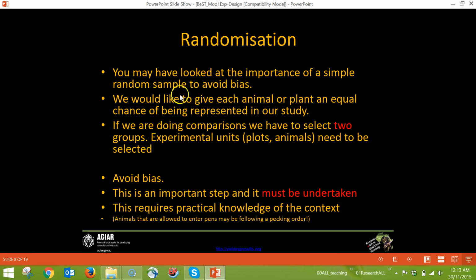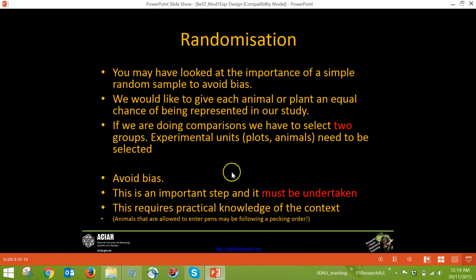Let's just think about randomization. You may have looked at the importance of a simple random sample to avoid bias. We'd like to give every chance we can to avoiding bias and letting every particular animal or plant have an equal chance of being selected or being represented in our study. If we're going to do some comparisons, we have to select two groups, and we have to think of what we're going to use as our experimental unit. Are we using plots? Are we using pots? Are we using animals? Are we using pens? And these need to be selected.